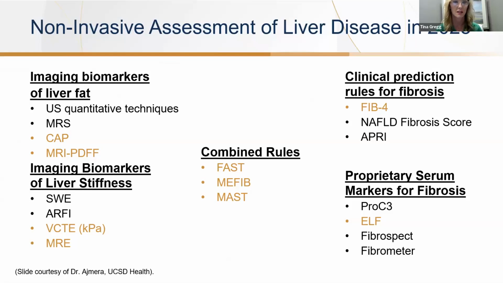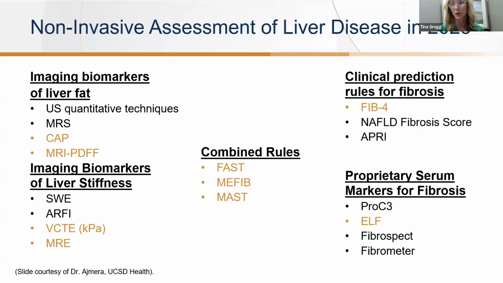liver stiffness. So we can assess the liver fat with ultrasound quantitative techniques, MR spectroscopy, CAP scores, which is with FibroScan, MRI PDFF, and then when we're looking at liver stiffness, we have shear wave elastography, vibration-controlled transient elastography, or FibroScan, and the MR version of that, which is MR elastography.